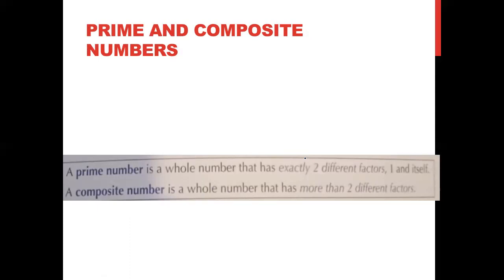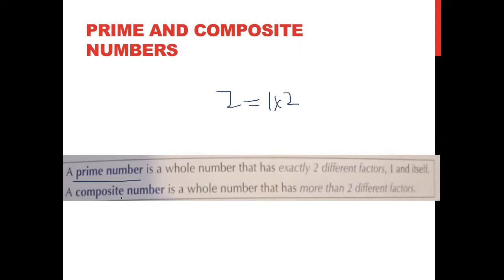Prime numbers are a different type of number. A prime number is a whole number that has exactly two different factors, that is, 1 and itself. Suppose 2 is equal to 1 multiplied by 2. These are two different factors. 1 is different, 2 is different. Two different factors, and there are only two, that is, 1 and itself. So it is a whole number that comes in the category of a prime number.